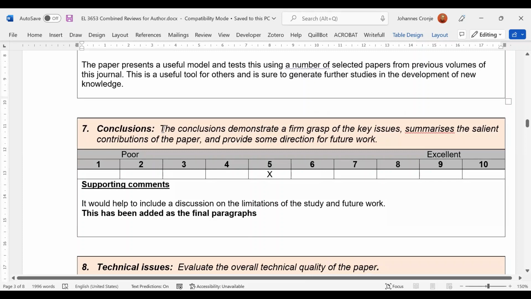Then we look at the conclusions. Do they demonstrate a firm grasp of the key issues? Do they summarize the salient contributions? And do they provide direction for further work? I get a 5. And it says I must give the limitations and future work, which I then did.